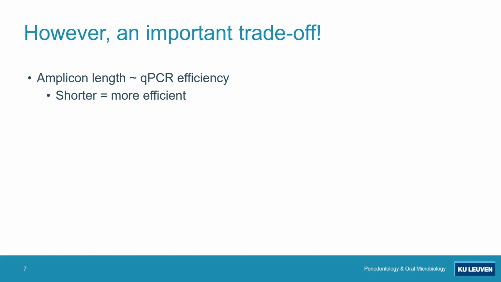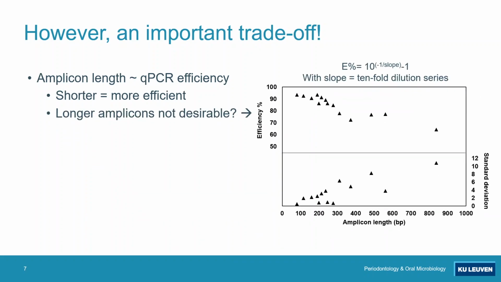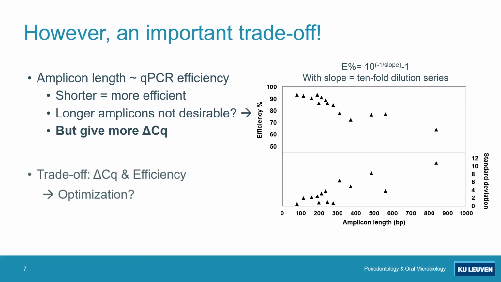Usually qPCR uses shorter amplicons because these are more efficient and give better results. Longer amplicons usually have a lower efficiency, meaning that they're less specific in their detections, but also show higher standard deviations. But as we just saw, longer amplicons give a better difference in Cq values. This thus poses us in front of an important dilemma. Is there a trade-off that we can take between delta Cq and its efficiency, and how can we optimize this?